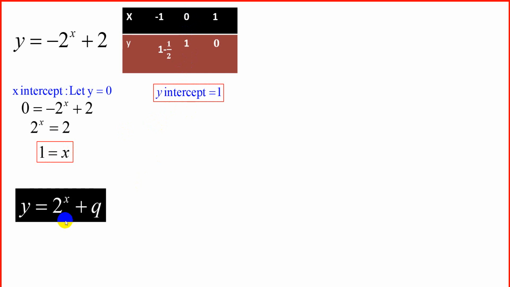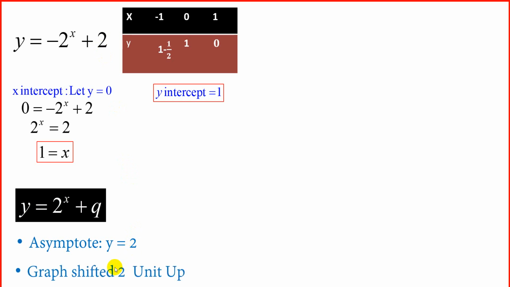Now remember the equation y equal to 2 to the power x plus q. Q represents our asymptote, and in this case our asymptote is going to be y equal to 2. And also we can say that the graph has shifted 2 units up. That's what a plus 2 denotes.